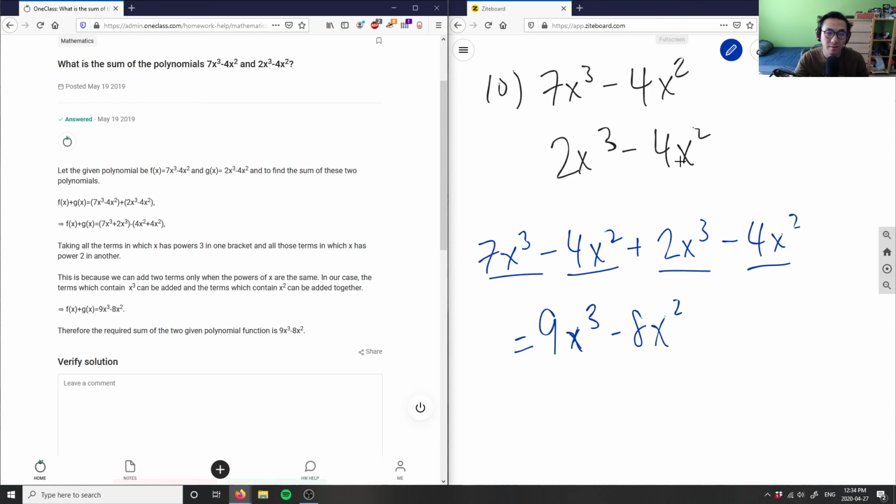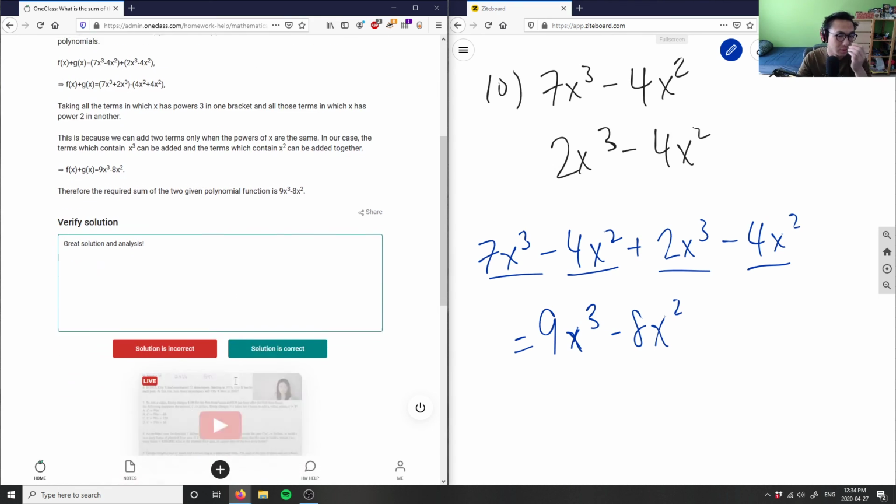We're simply just adding these two polynomials together, right? So this here is the addition. Again, 7 plus 2 is 9. Negative 4 minus 4 is negative 8x squared, sorry. So this solution, again, great solution and analysis here. The solution here is correct.